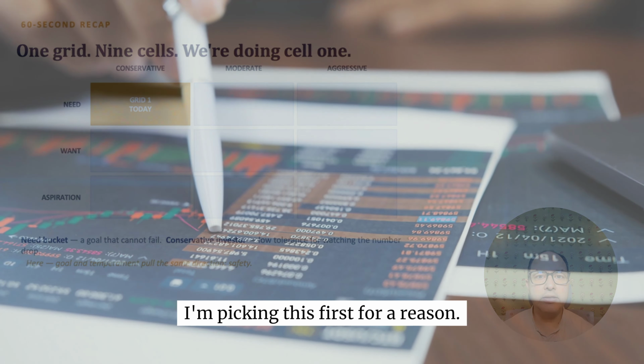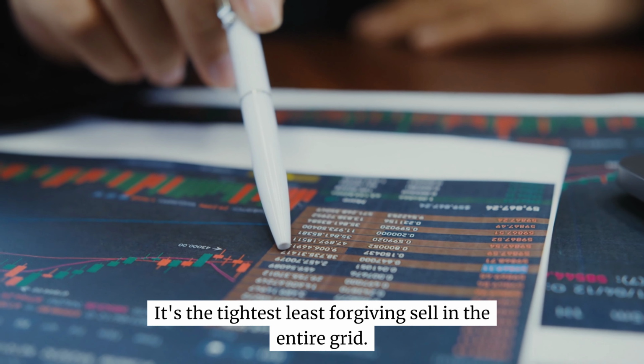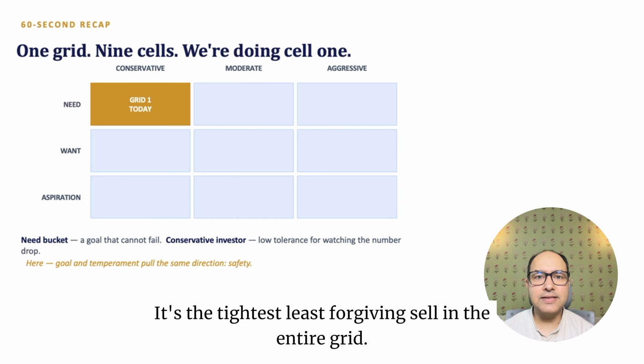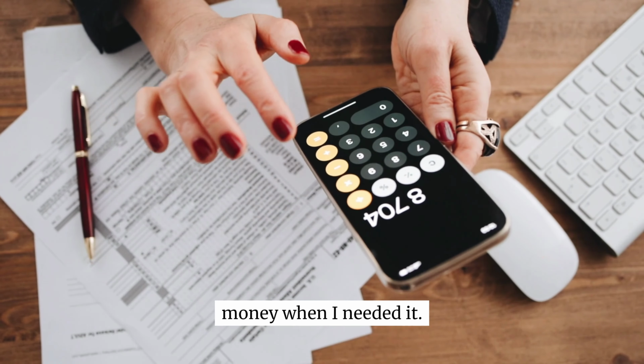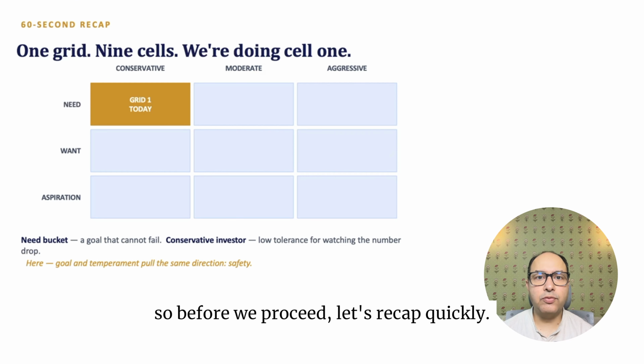profile. I'm picking this first for a reason. It's the tightest, least forgiving cell in the entire grid. If you get this one wrong, the damage isn't "I made less money." The damage is "I don't have money when I needed it." So before we proceed, let's recap quickly.